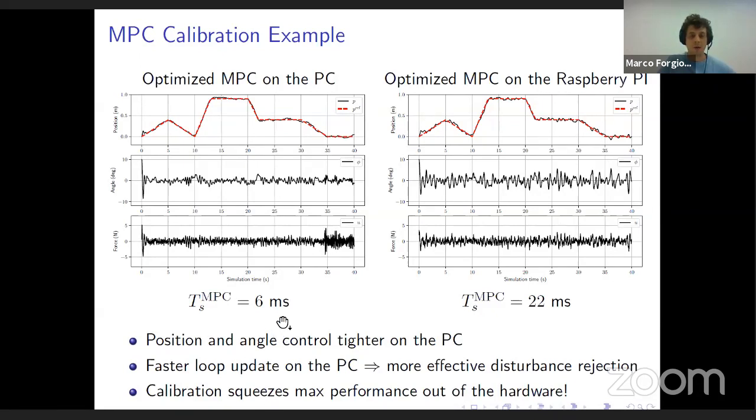And if we look at the configuration found, we have many parameters, but here we show the sampling time. The one found on the PC was 6 milliseconds, while on the Raspberry Pi it was 22 milliseconds. And the 6 milliseconds configuration we tested on the PC will not be feasible on the Raspberry Pi. In this sense, our algorithm was able to squeeze out the maximum performance possible on the two hardware platforms. On the PC, there was more power, so it was used to close the loop faster in this case.